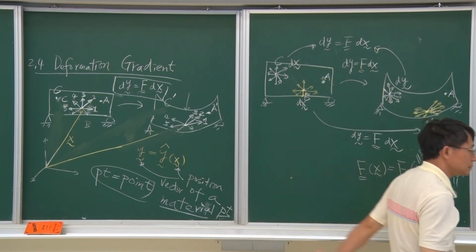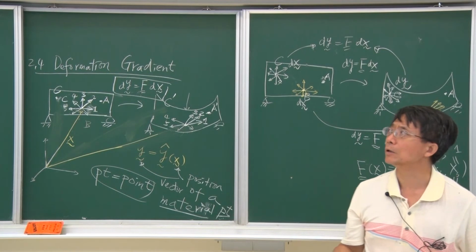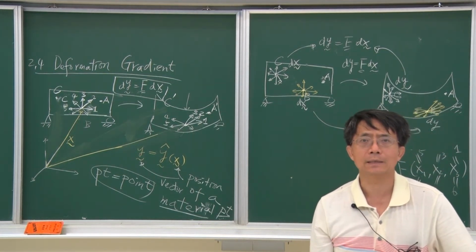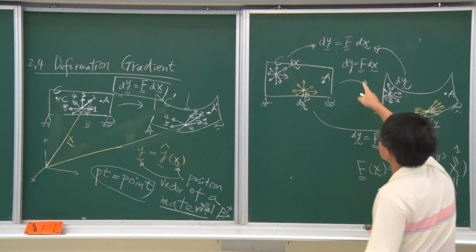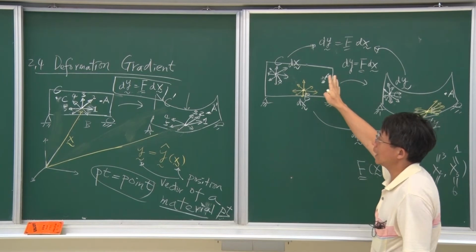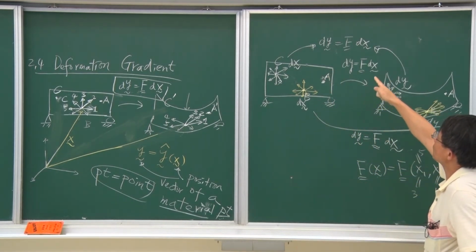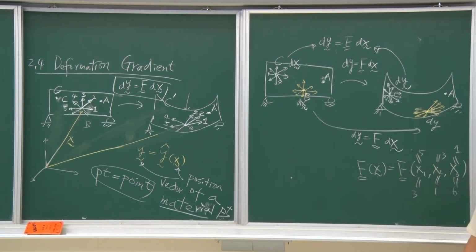Understand? We have a lot of material points, and around every material point we have different material lines, and all these material lines are connected by this simple relation. So now you can understand that the relation dy equal to F dx is very important for us.